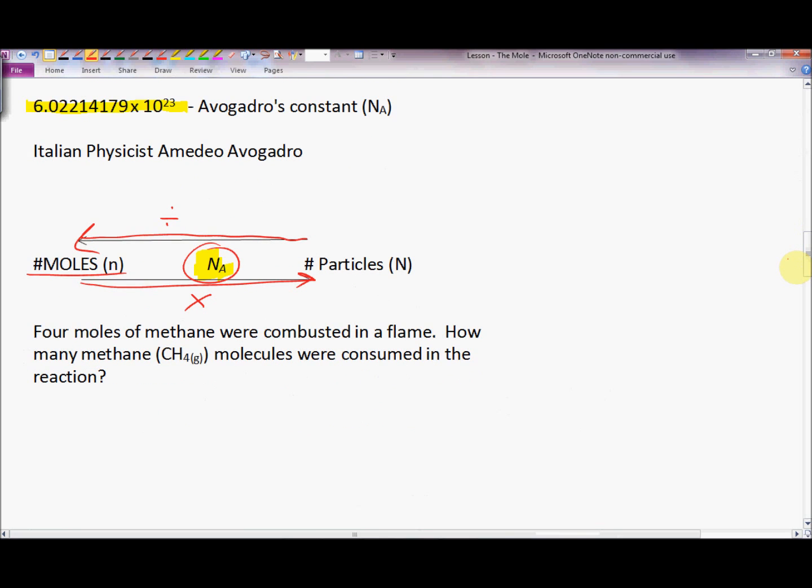So we've got 4 moles of methane which are combusted in a flame. How many methane molecules were consumed in the reaction? In order to calculate that, we've got moles. We need to get to number of molecules here. So I'm going to represent the number of molecules with the big N. N of CH4 is equal to number of moles, n of CH4, times, because we're going towards particles, so multiplied by Avogadro's constant, so 6.02 times 10 to the 23.